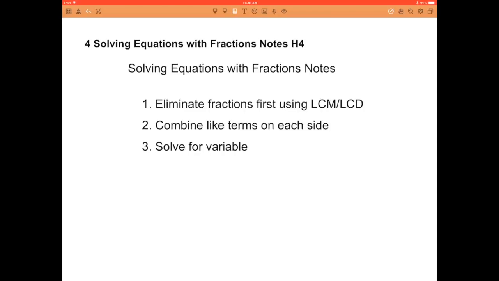Hello students, today we're going to look at solving equations with fractions. So we're going to look at the procedure for doing that.